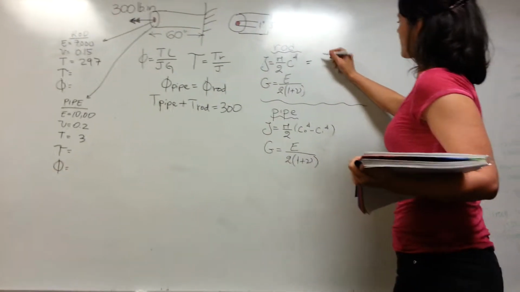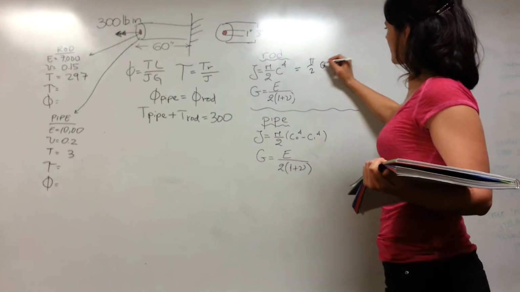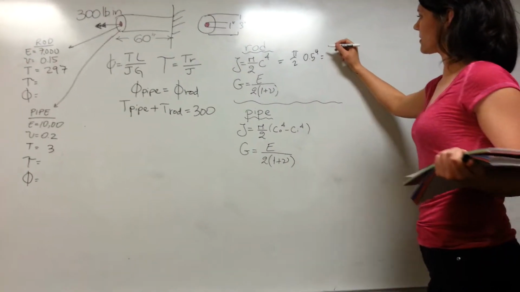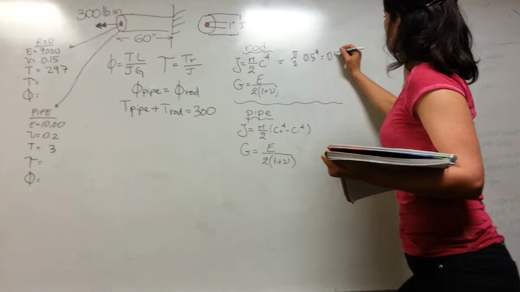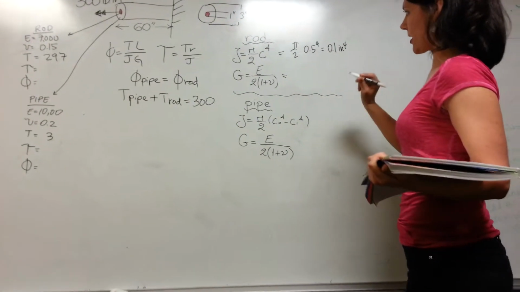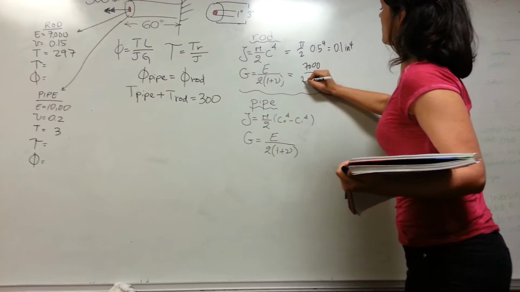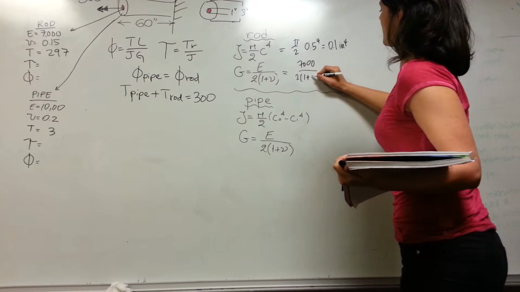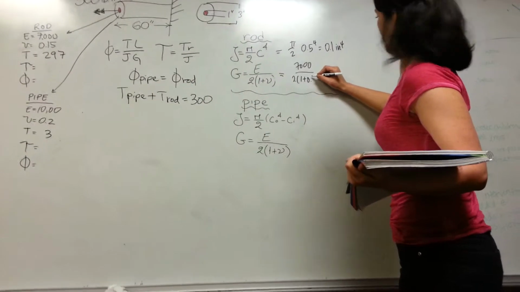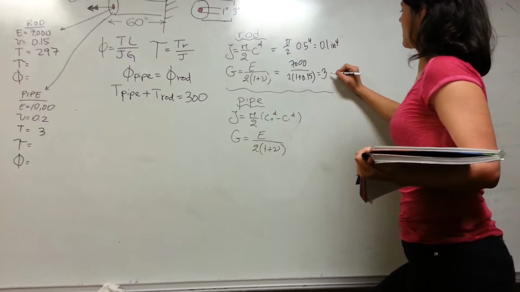All right. So J is pi over 2 times the radius, 0.5, to the fourth. So that is equal to 0.1 inches to the fourth. The G, or the shear modulus, is 7,000 divided by 2 times 1 plus 0.15. And that is equal to 3,043.